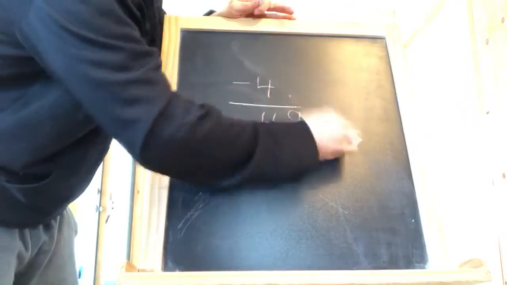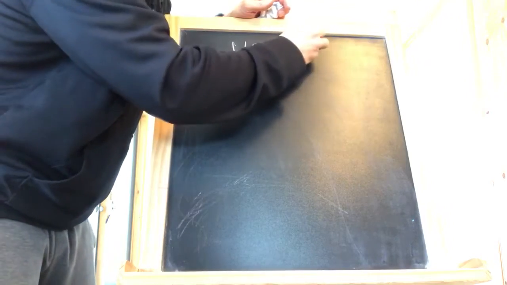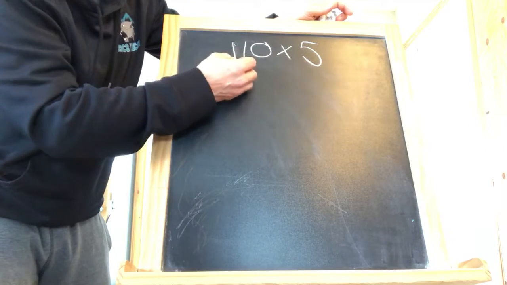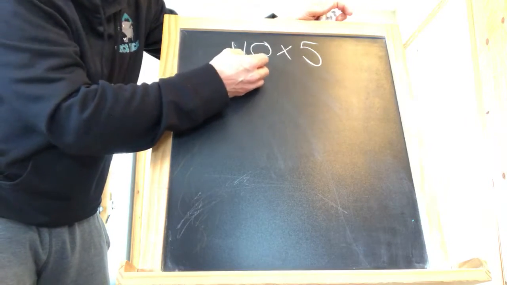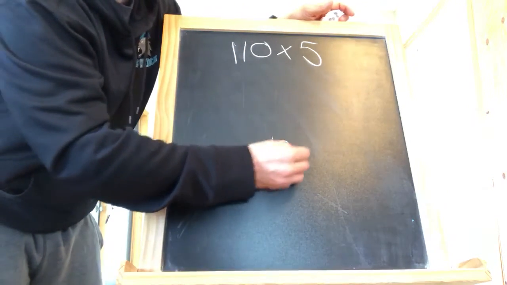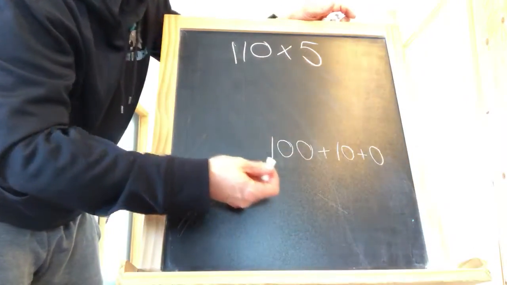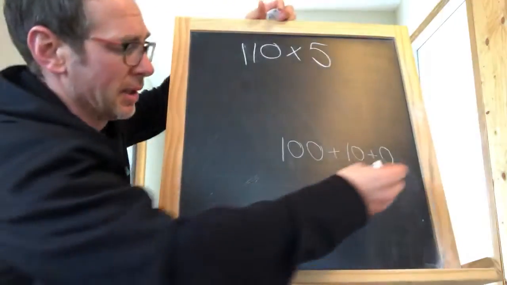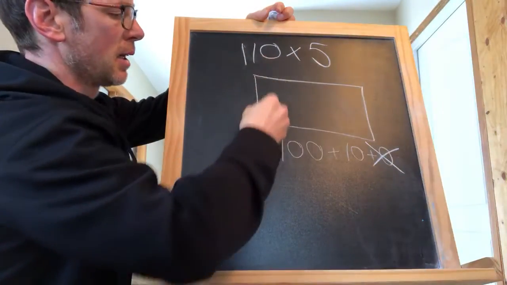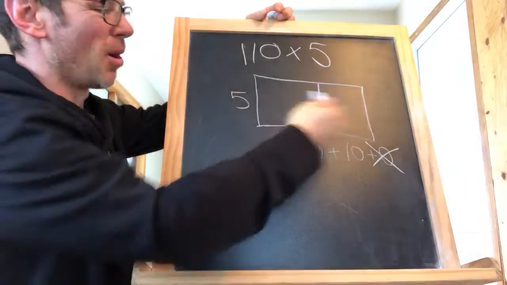So our new question is 110 times 5. What I do is I break it up into its different places, what each digit is worth. We're going to use the expanded form. So 110 is 100 plus 10 plus 0. Now the 0 is not going to make any difference on this. 0 times 5 is 0, so we can just leave that 0 out of there. I'm going to make a little box just so that I have a place to work.